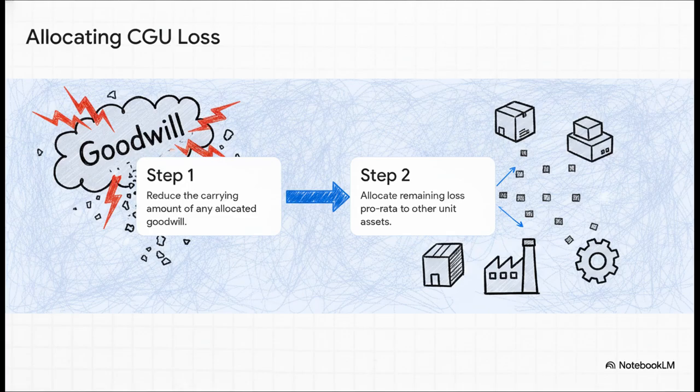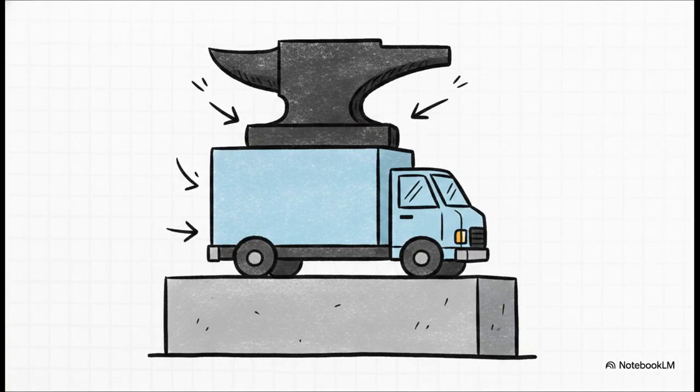Then, and only then, if the loss is larger than the goodwill, you take the remaining loss and spread it pro rata across the other hard assets in the unit. But hold on, check out this exceptions block. During that pro rata allocation step, you cannot force an individual asset's value below its own known fair value or value in use. You basically establish a floor.